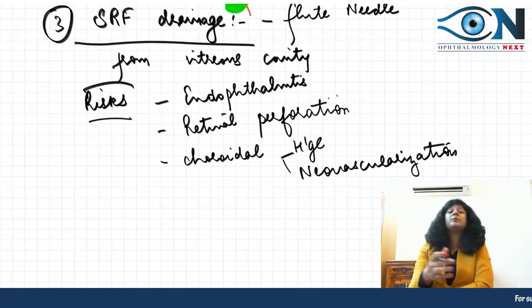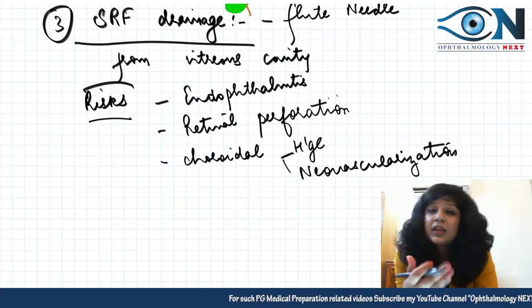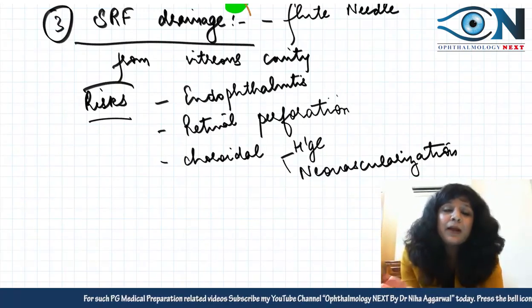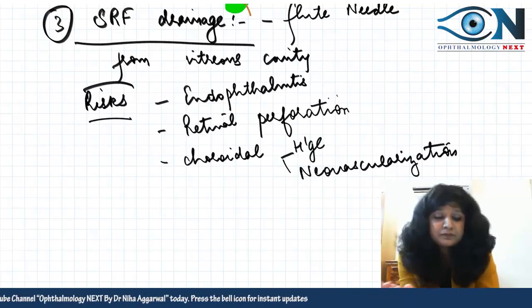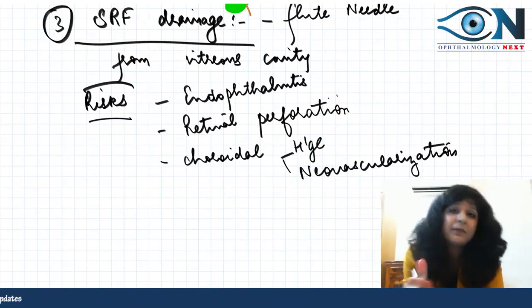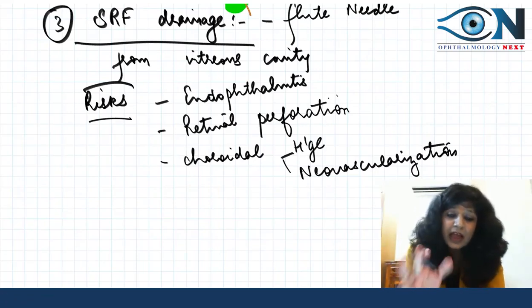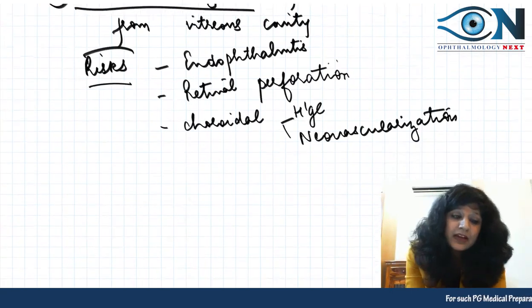You have got so many risks. Like when we are doing the RD surgery, obviously antibiotics we must have started, but if you are doing the SRF drainage, give very good coverage so that you don't have any of these problems. We can even use intravitreal antibiotics at the same time, and do it in a very, very cautious manner. Then what is the other thing?